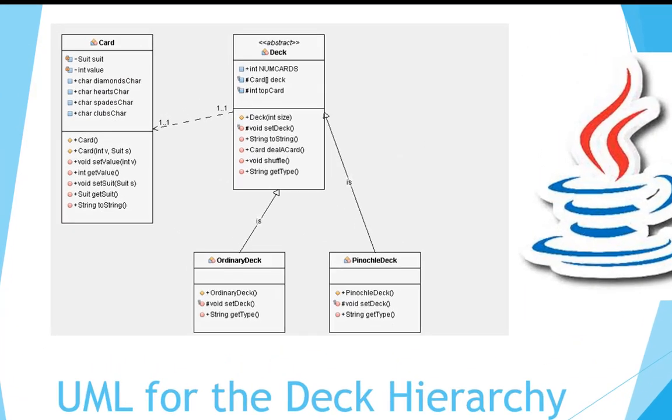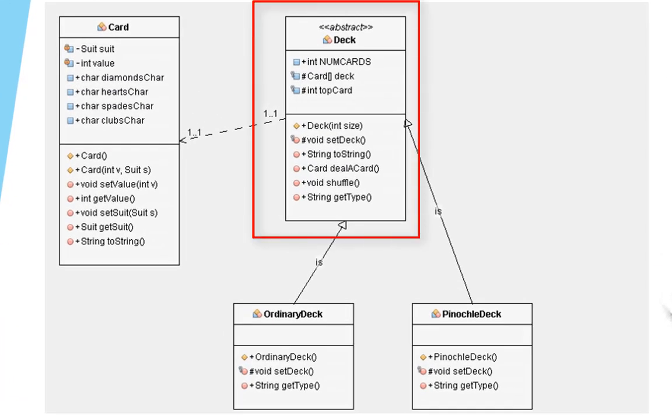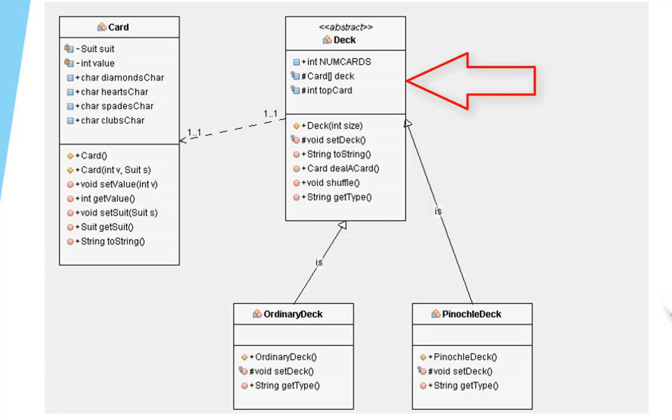Here is the UML for the deck. Abstract class deck. As members of the deck, we see the array of cards named deck and our integer top card that helps us keep track of which card is next to be dealt from the deck. There's a set deck method that's abstract. This will be overridden in the ordinary deck and the Pinochle deck, as when we construct those decks of cards, we certainly have to do them differently for a card deck of 52 unique cards versus 48 cards that are not unique.